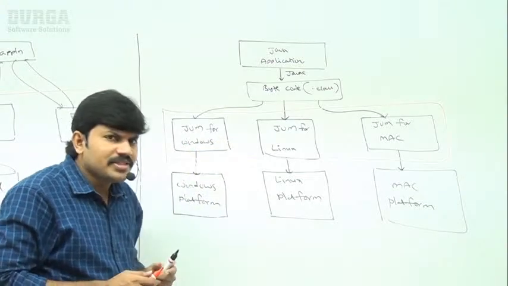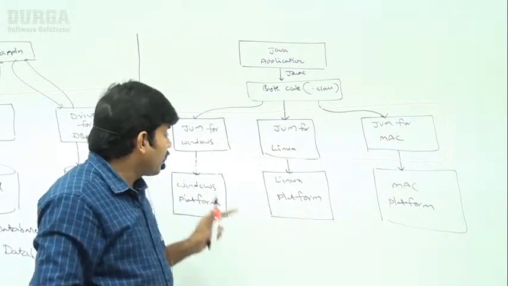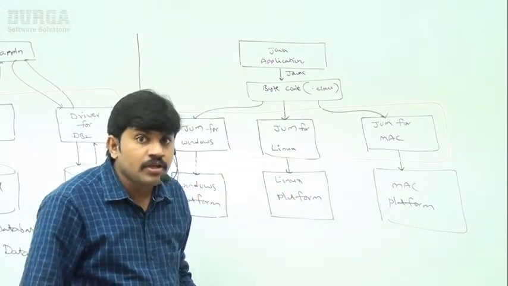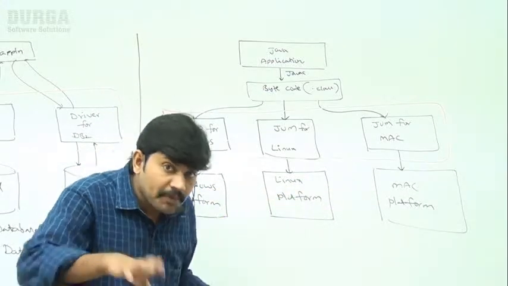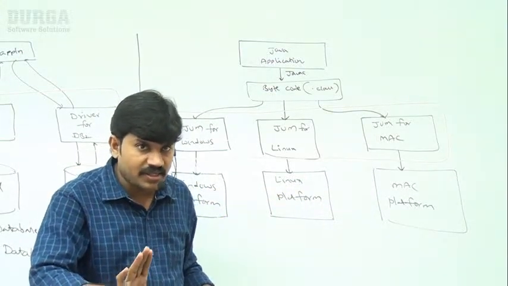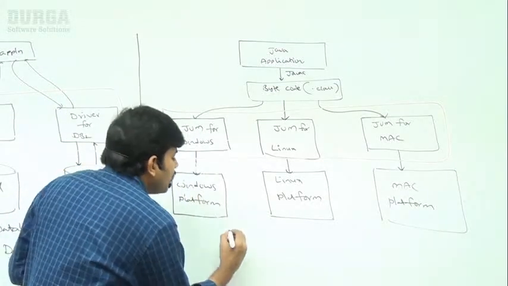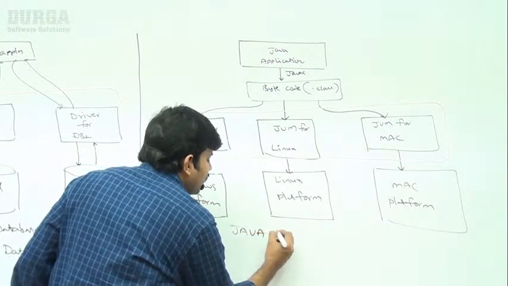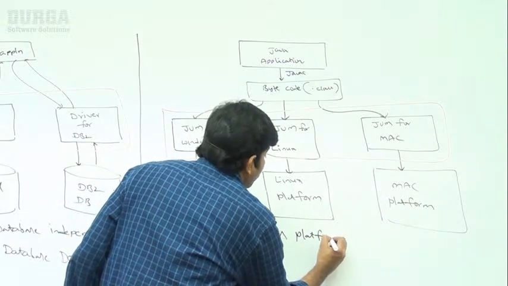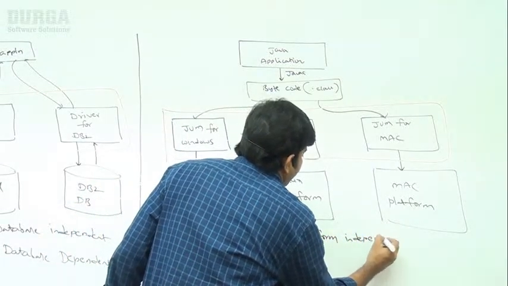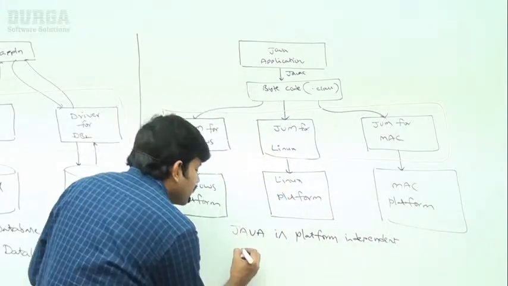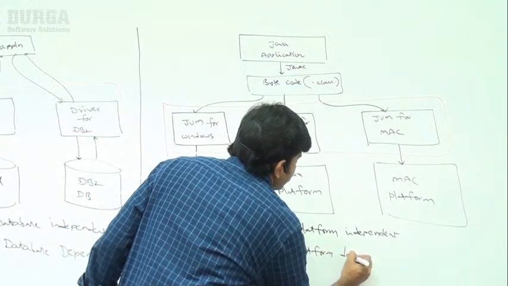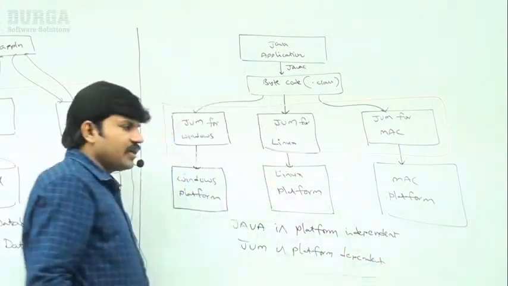But is JVM platform dependent or not? Yes. For Windows, a separate JVM; for Linux, another JVM; for Mac, another JVM is required. That's why, sir, for these machines, separate JVMs are required. I hope everyone can understand it. So make sure: Java is platform independent, but JVM is platform dependent. Is it clear for all of you, right?